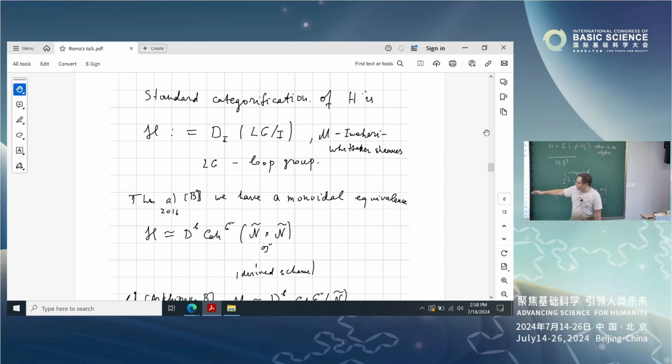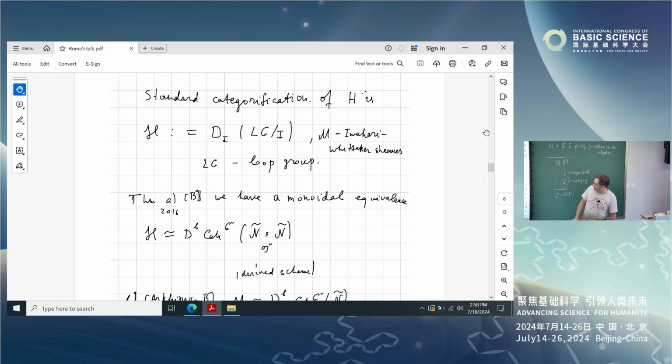Namely, you consider sheaves on the corresponding stack. So you start with a set, and now you realize that this set is a set of points of a certain stack, and then you consider sheaves on that stack, and then you can go back to functions by taking the trace of Frobenius.